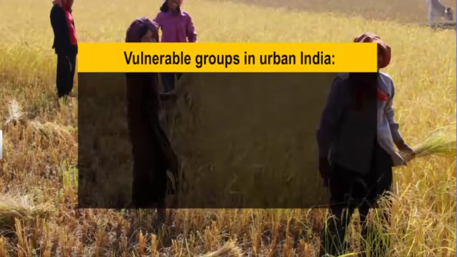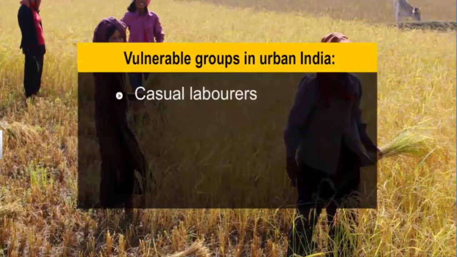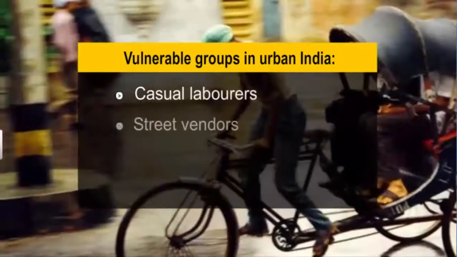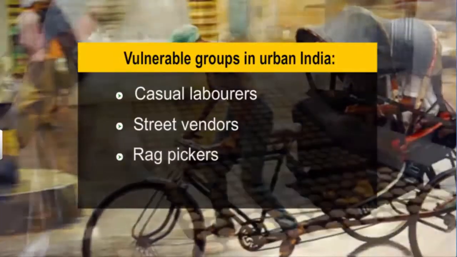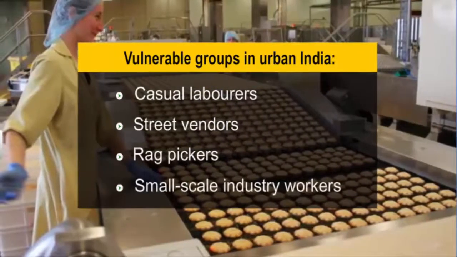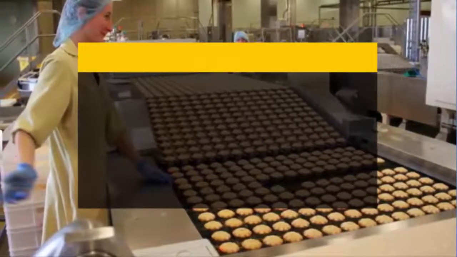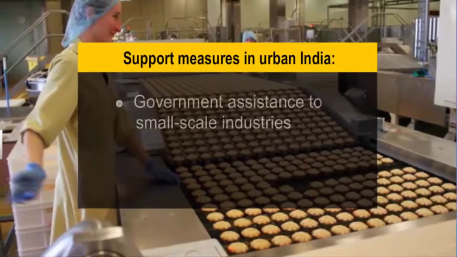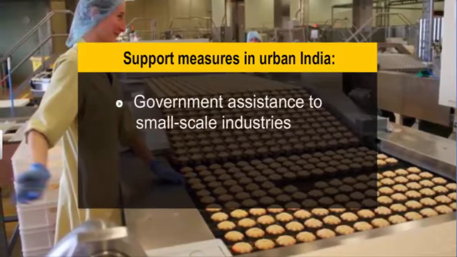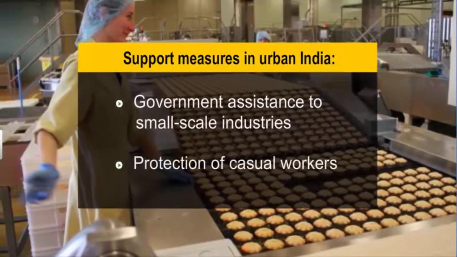The vulnerable groups in urban areas include casual laborers, street vendors, rag pickers, and people employed in small-scale industries. Workers in the unorganized sector in urban areas can be supported by government assistance to small-scale industries and by finding ways to protect the large number of casual workers.